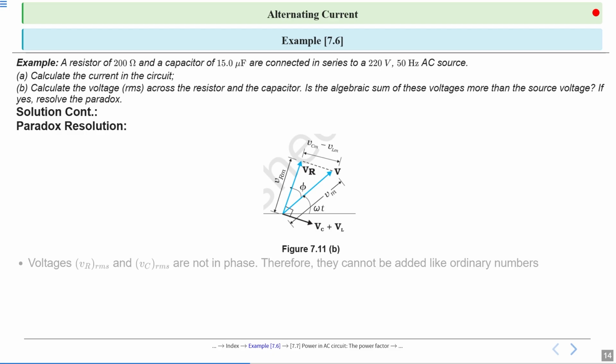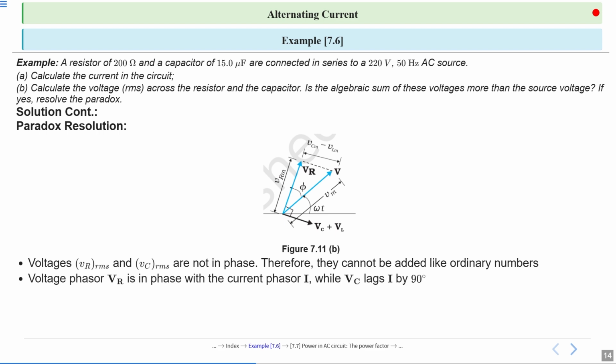To find the resultant voltage V, or V RMS, we have to do the vector sum. So how will we do the vector sum? Voltages VR RMS and VC RMS are not in phase. Therefore, they cannot be added like ordinary numbers. Voltage phasor VR is in phase with the current, and VC lags behind the current by 90 degree. The current is not shown in the diagram, but it is in phase with VR, while VC lags behind current by 90 degree.